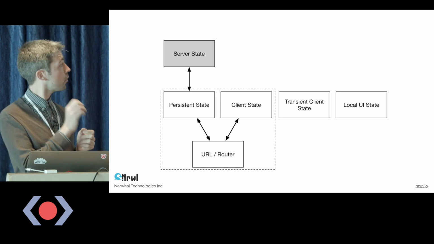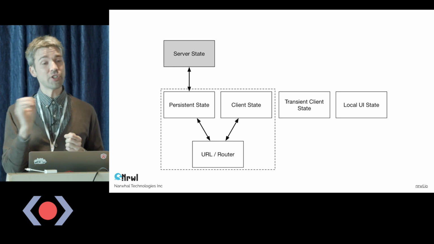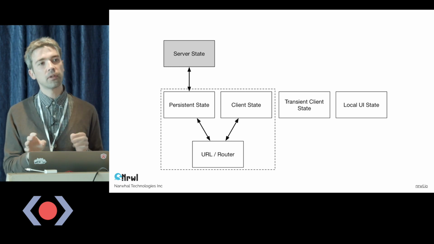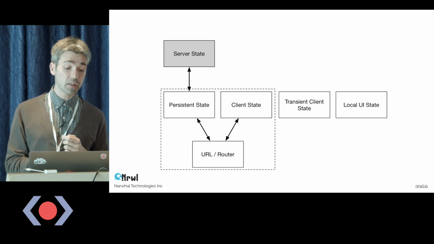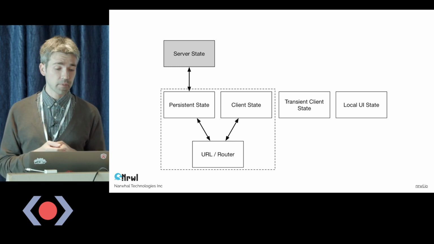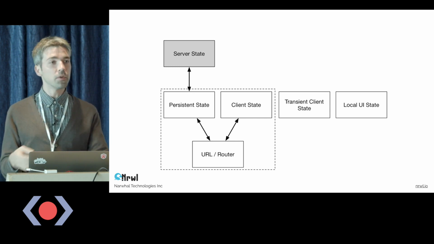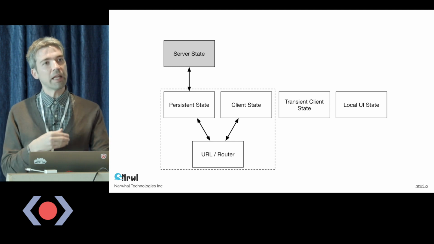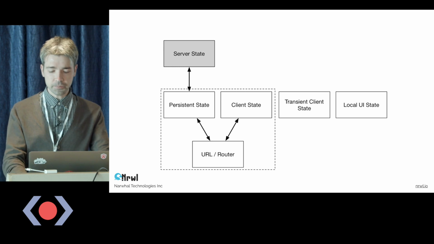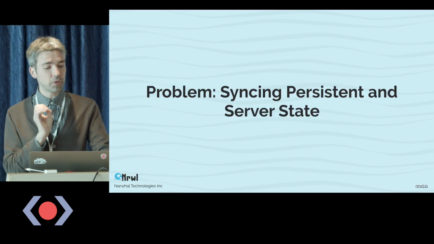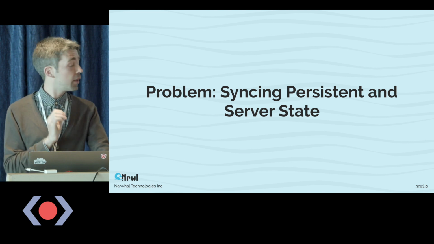And the choice of the synchronization strategy or strategies that you're going to use in your application is probably the most important architectural decision you can make when designing your app. Like, can we make it synchronous? What has to be asynchronous? All this kind of stuff is very hard to answer in an ad hoc way. It needs to be thought through. All right, so let's look at one problem in detail. The first one, which is syncing persistent and server state.